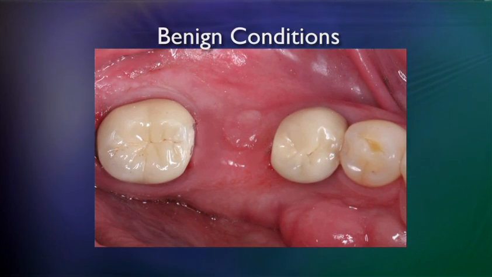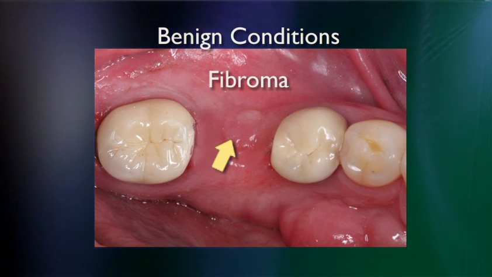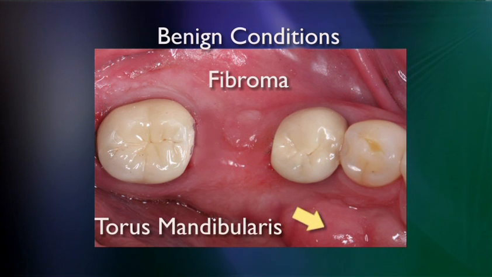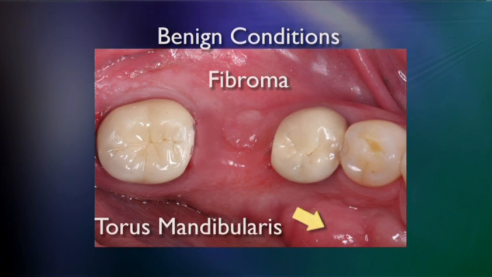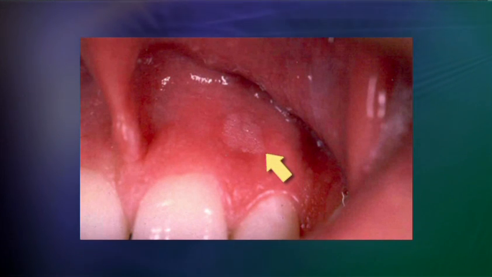These are benign conditions that might look gross to you, but look at that. What is a fibroma? You're looking at one. What is a torus mandibularis? You're looking at another one, both benign. How about that? Looks like a canker sore, or is it trauma? We don't know. Your dentist has to tell you.